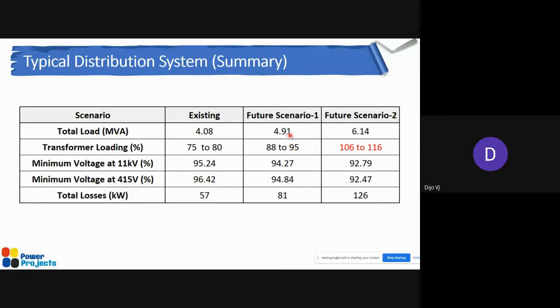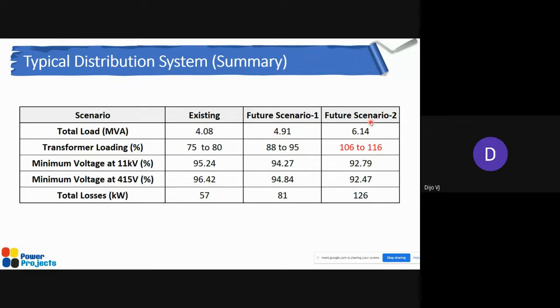I mean, future scenario one is when only 20% of EV addition is there. For the particular case we have studied, it's okay, but in some cases when one of the feeders is already overloaded and you add 20% in addition to that, it's going to create a problem. But the system we studied is okay.